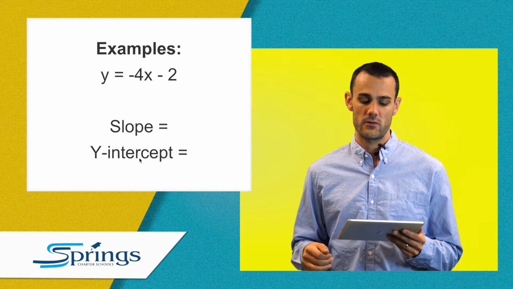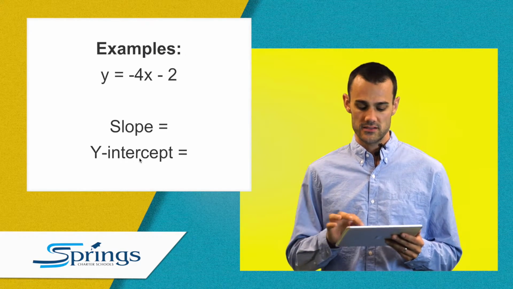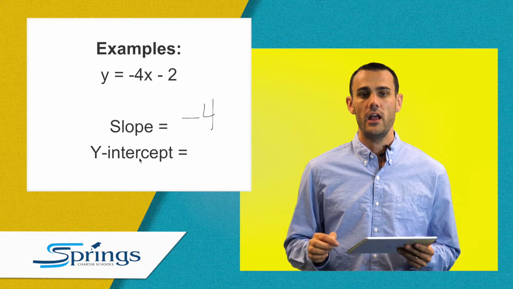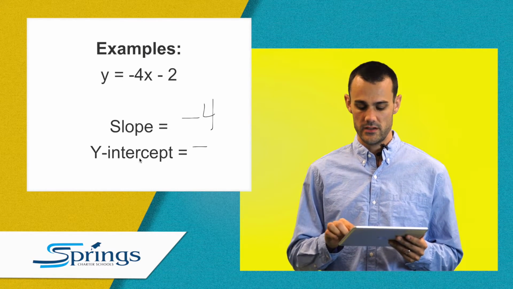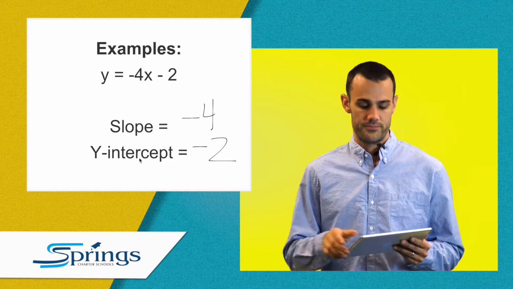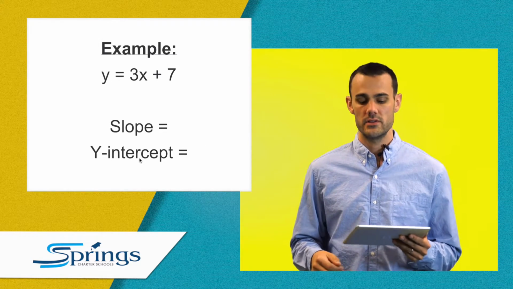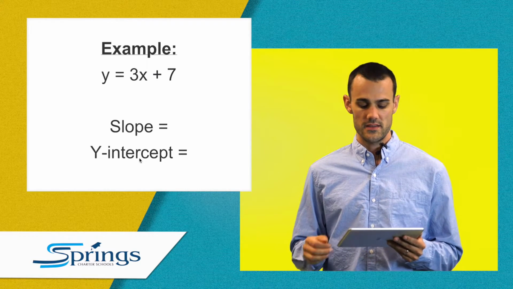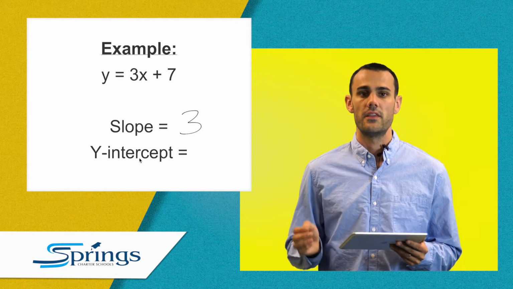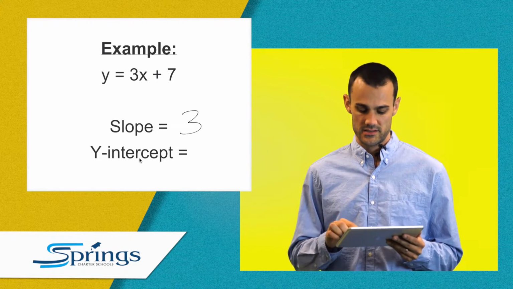Y equals negative 4x minus 2. The slope of this line is negative 4, and the y-intercept, or the b value, is negative 2. Again, here's another example we can look at. Y equals 3x plus 7. We can say that the slope of the line is 3, and the y-intercept of this equation is 7.